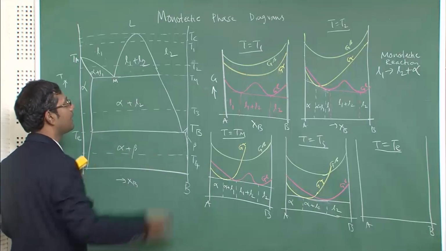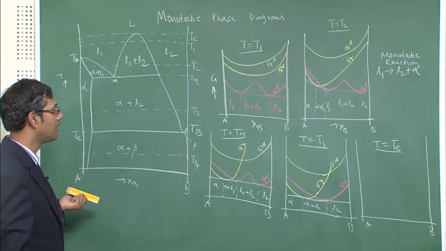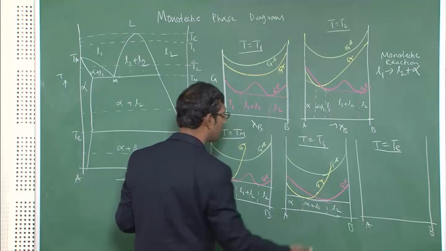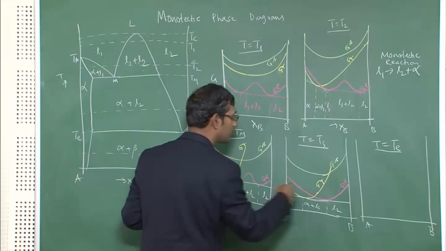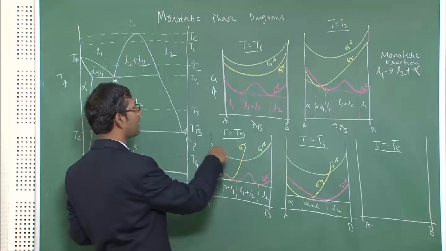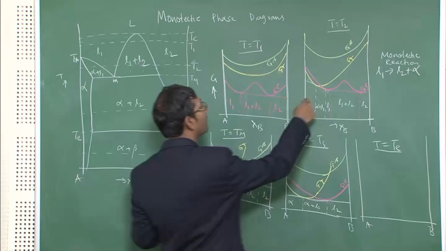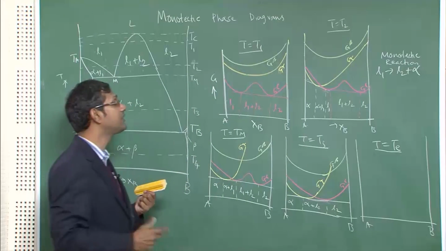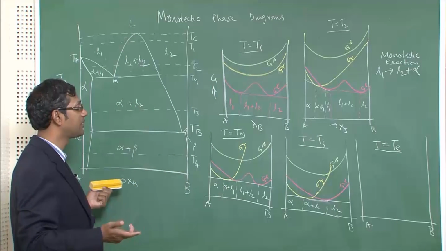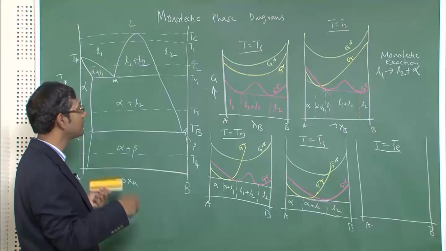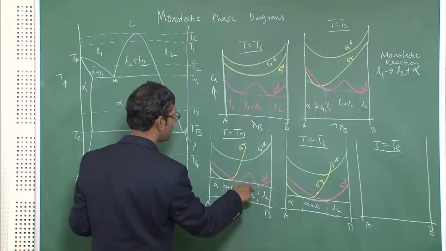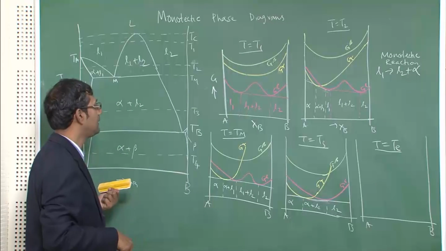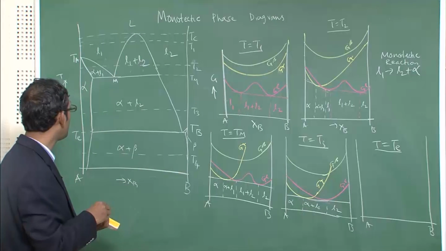In fact, below Tm L1 is not stable. That is why it is the single liquid L2 which is stable, and that is why this free energy curve of the liquid will have the same shape as alpha and beta. It will not have a hump anymore. That means it does not have any miscibility present. All the miscibility that was present is dealt with at temperatures above Tm.